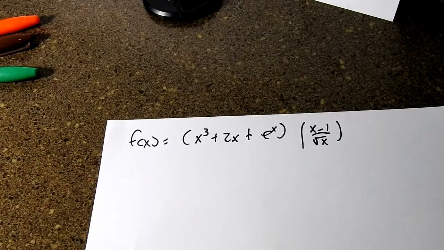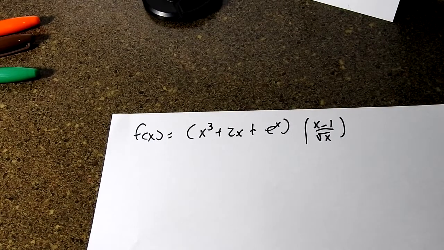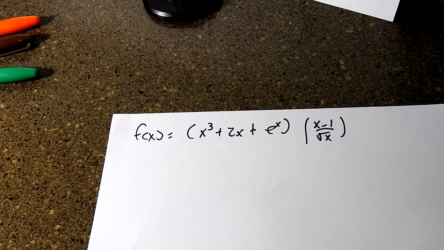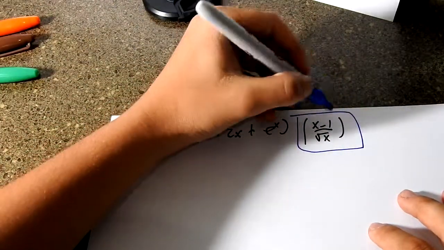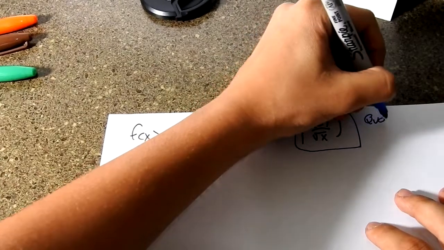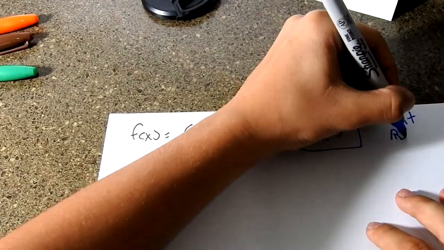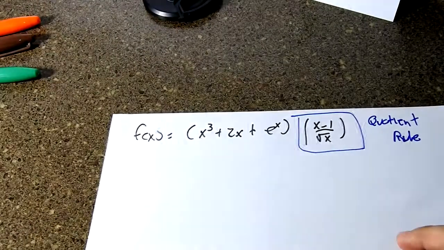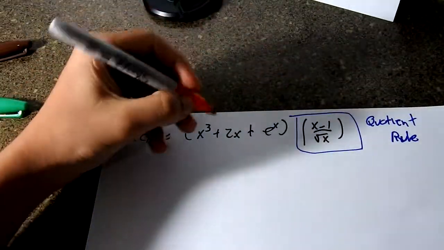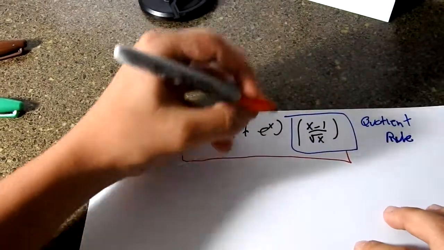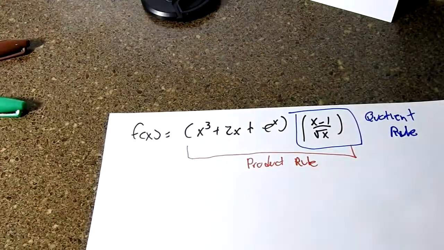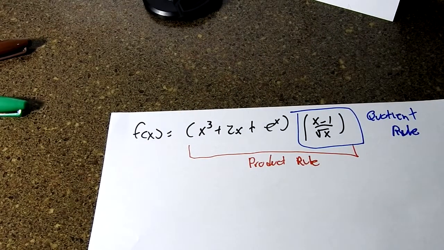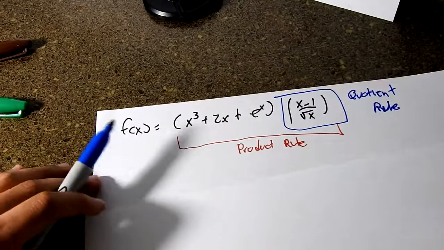I did both processes, and doing it as a quotient rule and then as a product rule is a little bit faster and easier to do. So let's do it. We're going to take the derivative of this one using the quotient rule, and then we're going to take the derivative as a whole using the product rule. I'm going to do the quotient rule first on a separate sheet of paper.